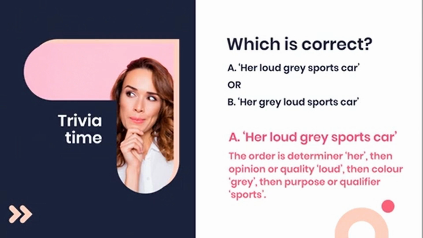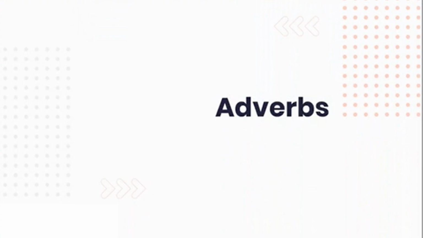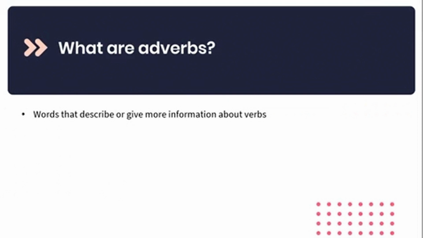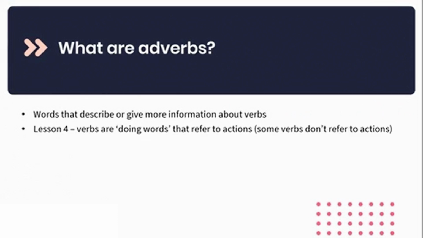We will be learning about adverbs. Adverbs are words that describe or give more meaning or information about verbs. Remember verbs from lesson 4? Verbs are doing words that refer to actions. You might remember that not all verbs refer to actions. For example, linking verbs and auxiliary verbs don't refer to actions.